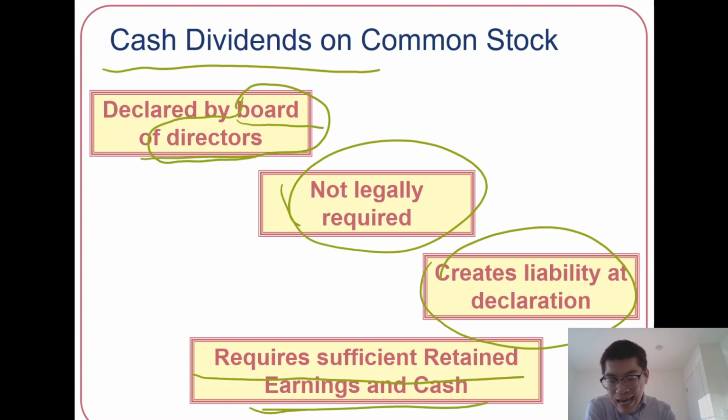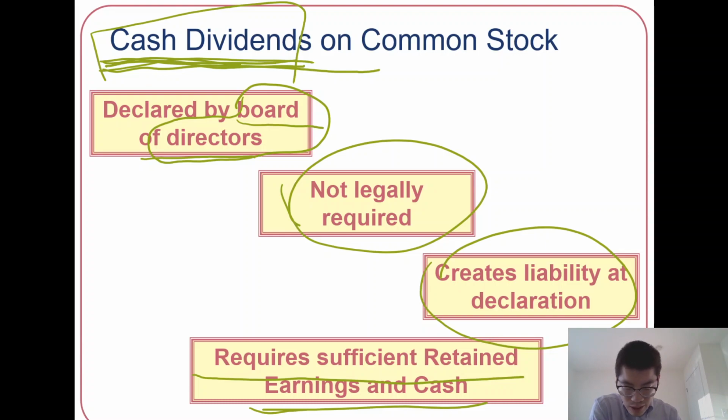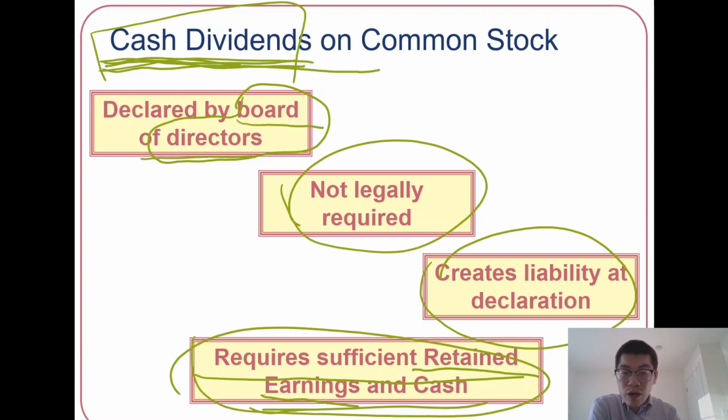And why is that? Because it's cash dividends, right? So when we declare dividends, which are payments to owners in the future, then we have to have enough cash to cover this part of dividends, right? And also, if we are not earning any profits this year, then that means we are not able to declare any dividends because we don't have any money left, right? So these two things are very critical. First of all, you have to have sufficient retained earnings. Second of all, you have to have enough cash to pay off your dividends. Okay, and why does it create a liability at declaration? We're going to talk about that at different dates.